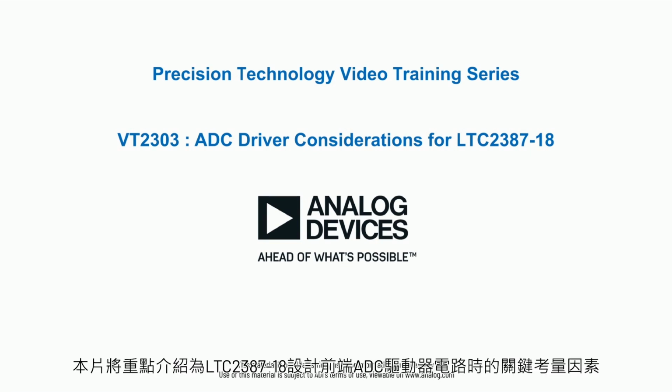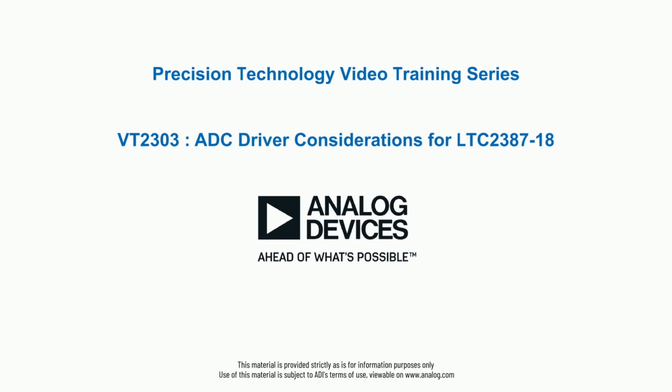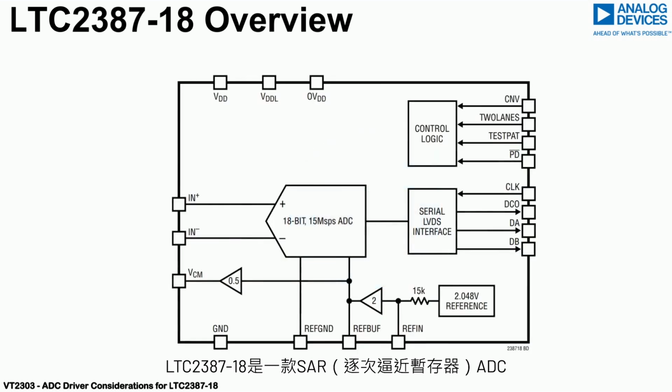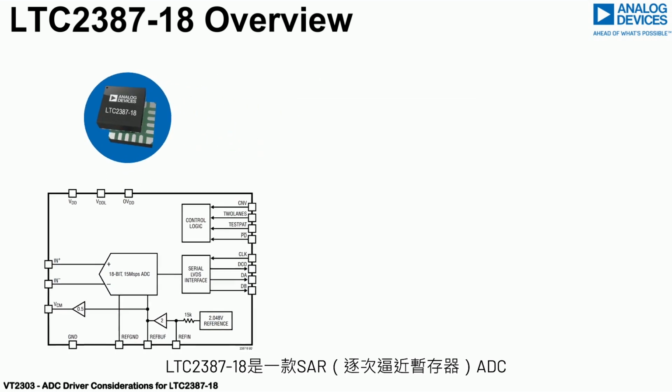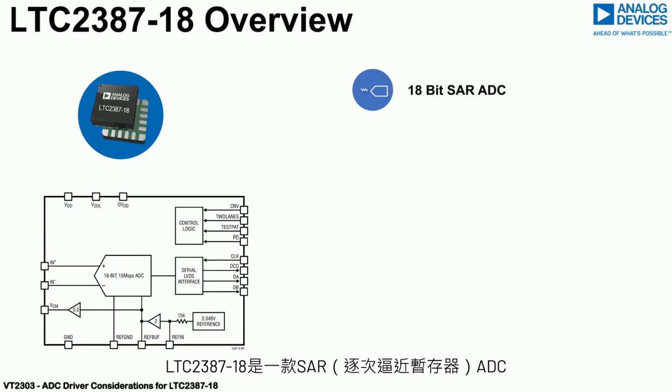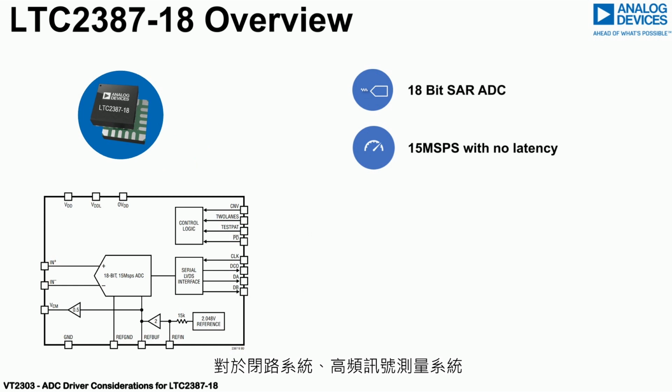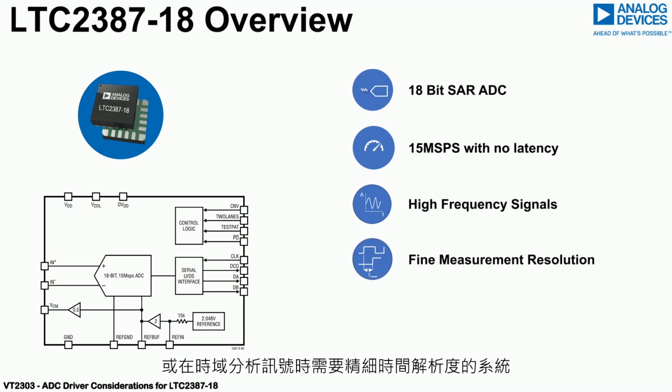This video will focus on some key considerations when designing front-end ADC driver circuitry for the LTC2387-18. The LTC2387-18 is a SAR, or Successive Approximation Register ADC. A sampling rate of 15 megasamples per second can provide benefits in closed-loop systems measuring high-frequency signals, or where a fine time resolution is required when profiling signals in the time domain.